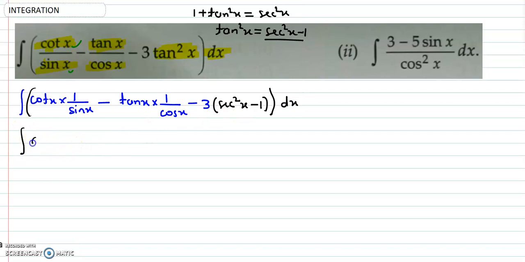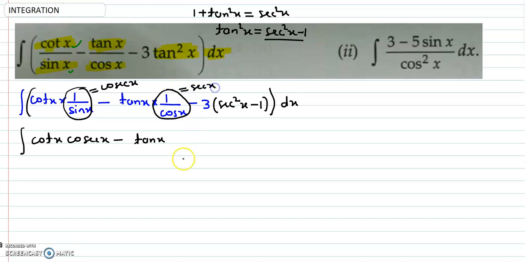So finally, this one is cot x and 1 over sin x, the reciprocal of sin x, is cosecant x. Minus tan x, and 1 over cos x, the reciprocal of cos x, is secant x. So it can be written as secant x minus 3 secant square x, and minus 3 will multiply with minus 1, that will be equal to plus 1, dx.